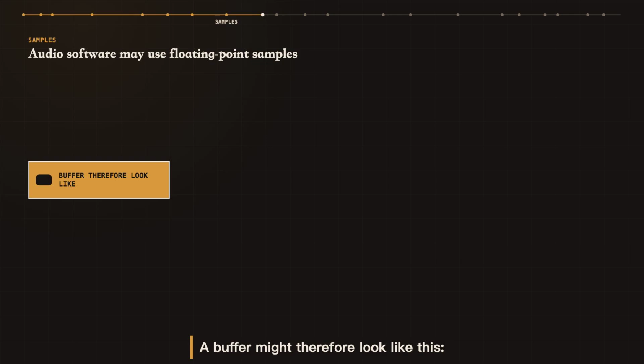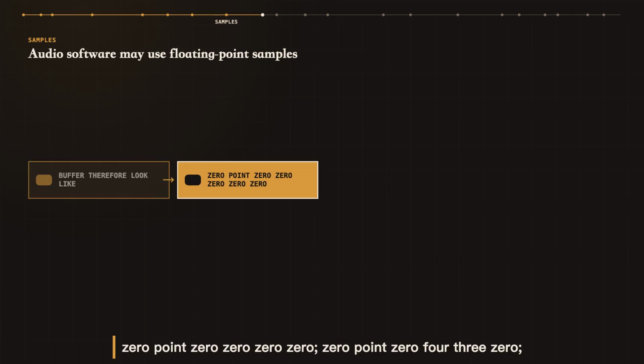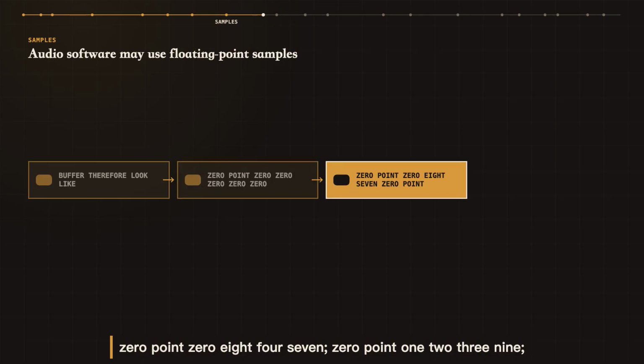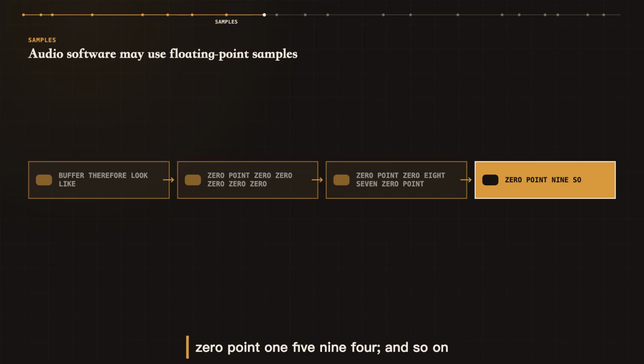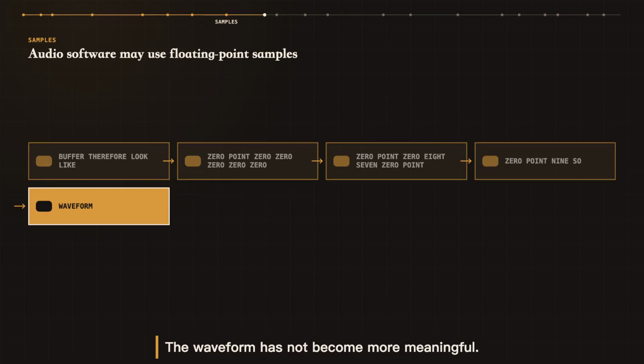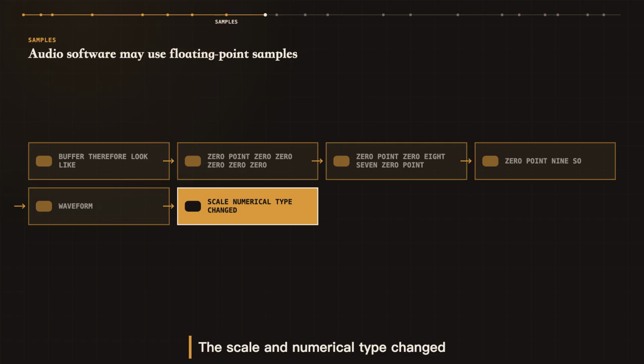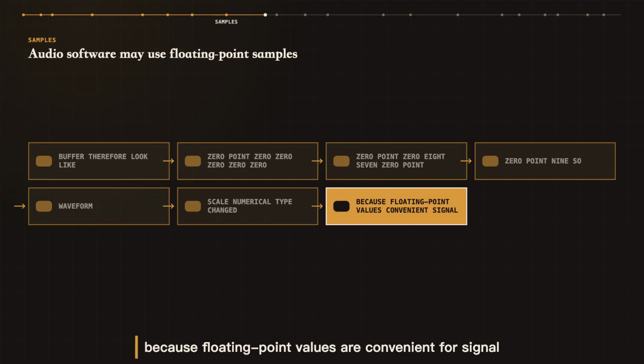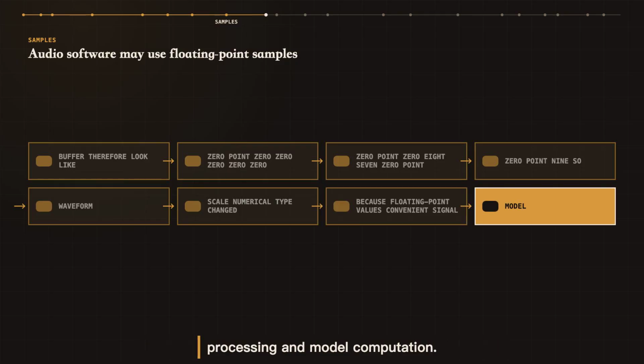A buffer might therefore look like this: 0.0000, 0.0430, 0.0847, 0.1239, 0.1594, and so on. The waveform has not become more meaningful. The scale and numerical type changed because floating point values are convenient for signal processing and model computation.